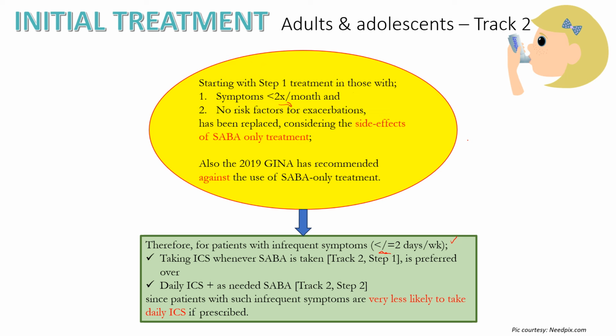So any patient who has infrequent symptoms, taking ICS when SABA is taken is preferred over daily ICS therapy with as needed SABA, because patients who have such infrequent symptoms, that is less than 2 days per week, will not take daily ICS even if they are prescribed. That is, if they remain symptom free for most of the days, why would they take daily steroids? So it is better you give ICS only when the patient is taking SABA, so that at least compliance is maintained.